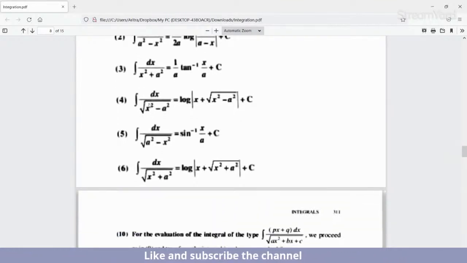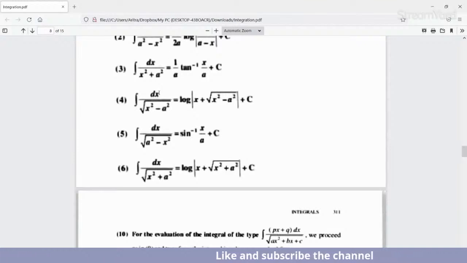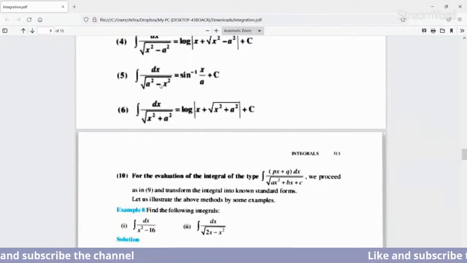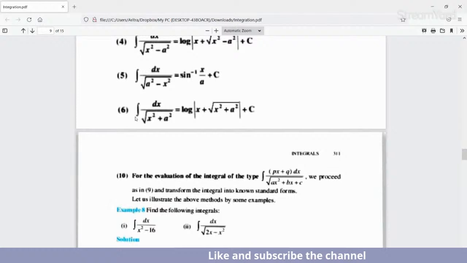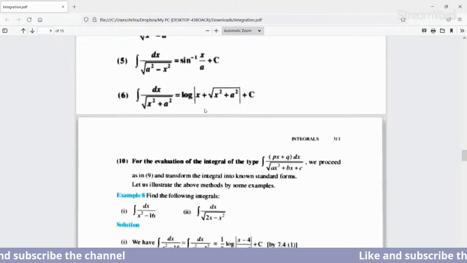Integration of dx by root over x square minus a square is equal to log of mod of x plus root over x square minus a square plus c. And integration of dx by root over a square minus x square is equal to sine inverse x by a plus c. And the final formula, integration of dx by root over x square plus a square is equal to log of mod of x plus root over x square plus a square plus c.